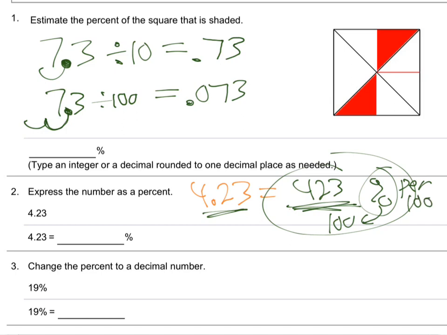Per 100. So that means divide by 100. When I put that symbol there, I'm saying 423 per 100. I'm saying 423 divided by 100. Well, what is 423 divided by 100? Where's the decimal right now? It's there, but if you divide by 100, it'll go 2 places back. Perfect. So that's right, isn't it? Does that make sense? Good.